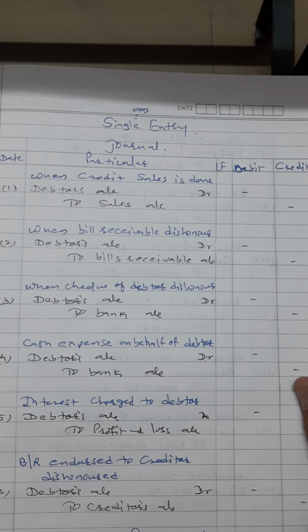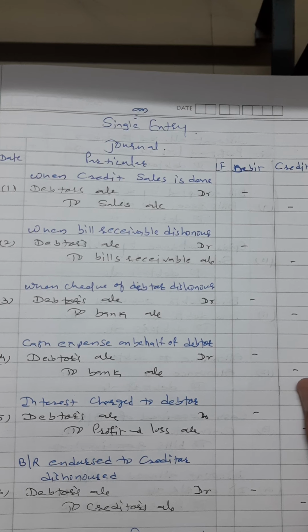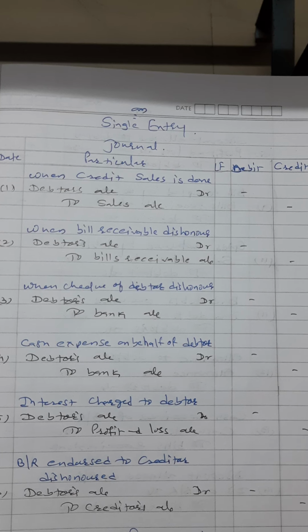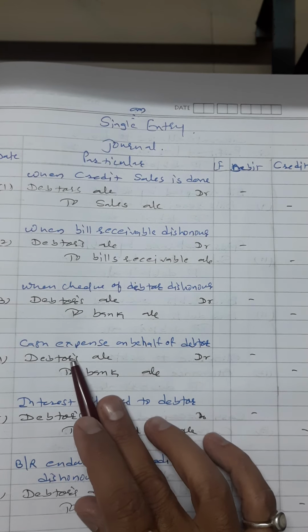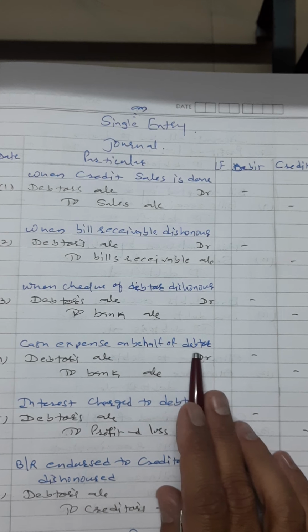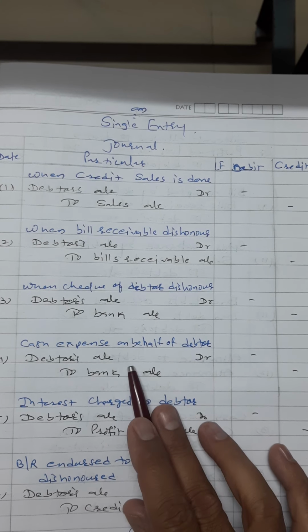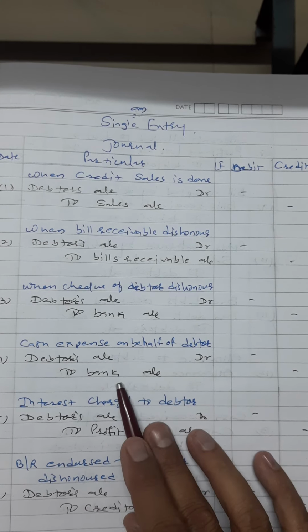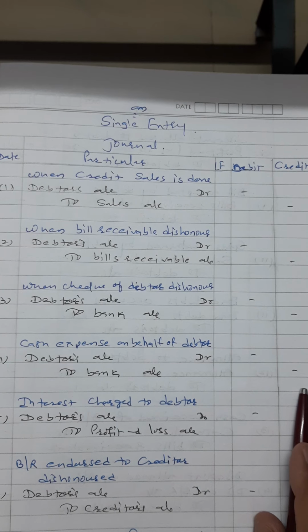Second is when bill receivable is dishonored. When bill receivable is dishonored, debtors account will be debited and bills receivable account will be credited. Third is when check of debtor dishonors. So debtors account will be debited and bank account will be credited. Then after is cash expenses on behalf of debtor. So debtors account will be debited and bank account will be credited.